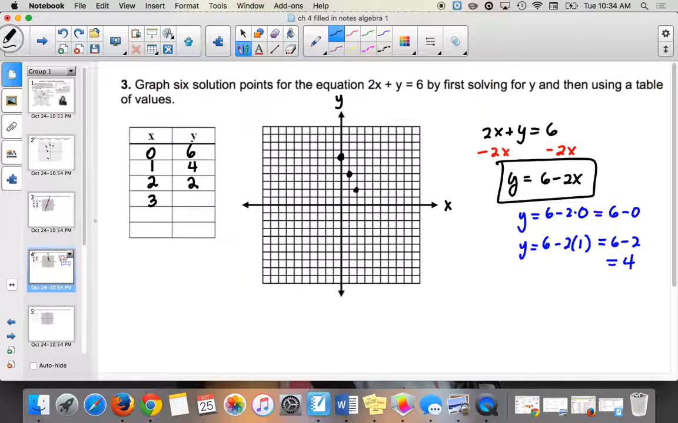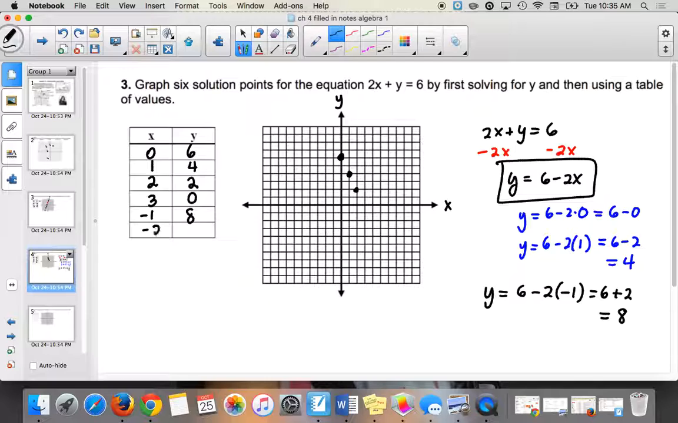And you could plug in negatives as well. It's a little bit tricky when you plug in negatives here. So if I plug in, let's say, -1, I'd have -2 times -1. Well, what is -2 times -1? 2. So it's really going to become 6 plus 2, which is 8, because the -2 times -1 becomes positive 2, which makes 8. All right, so if I plug in -1, I get 8.